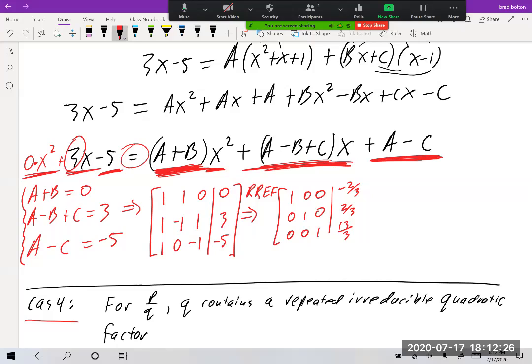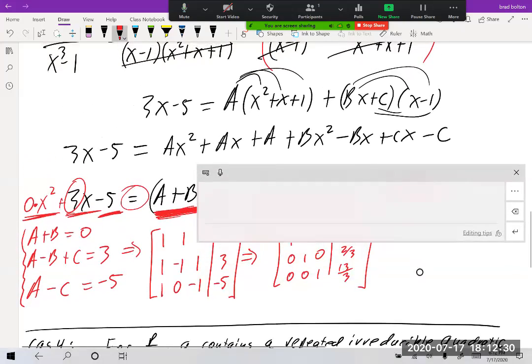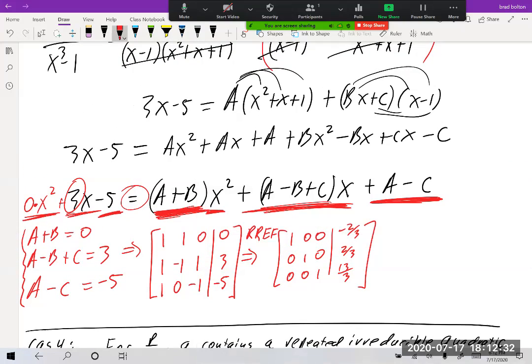Yep. Okay, so then that means I now have my A equals negative 2/3, my B equals 2/3, and my C equals 13/3. So that's why you learn matrices, so it can help you with stuff like that, okay?